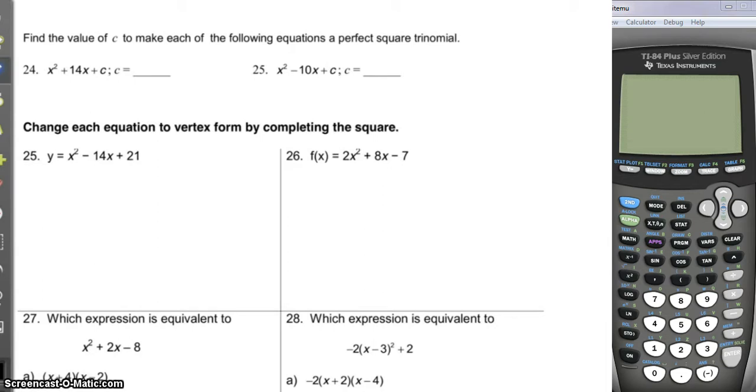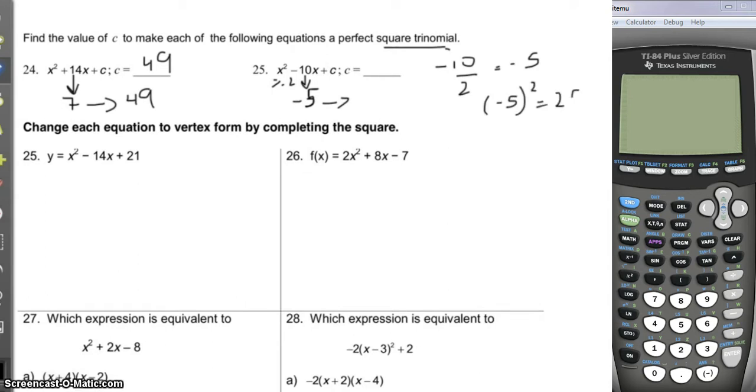You're supposed to find C to create a perfect square trinomial, which means that you need to change it into a binomial squared. To do that, the 14 you have to divide by 2 to get a 7, and then you square it to get a 49, so C in this case is 49. And you do the same thing for this. You divide the B, which is the negative 10, by 2, you get a negative 5, and then you square the negative 5, you get a 25.